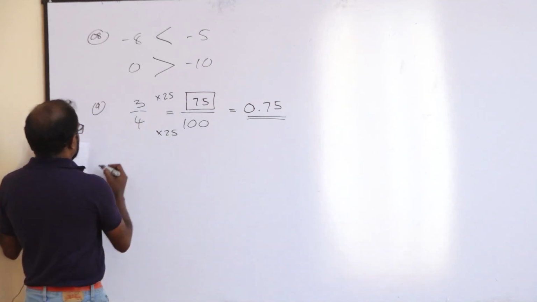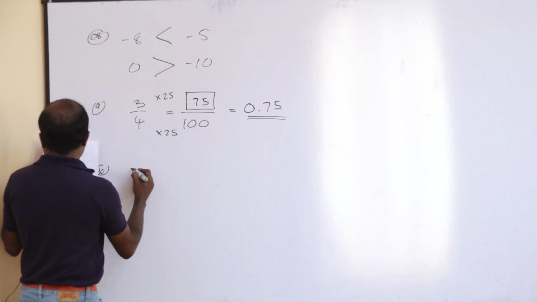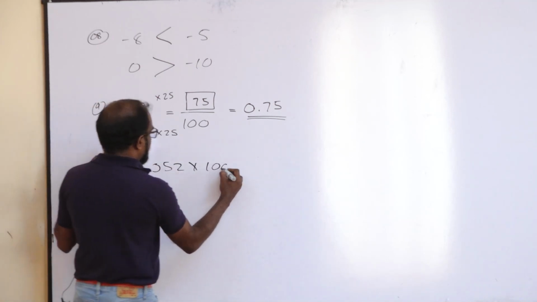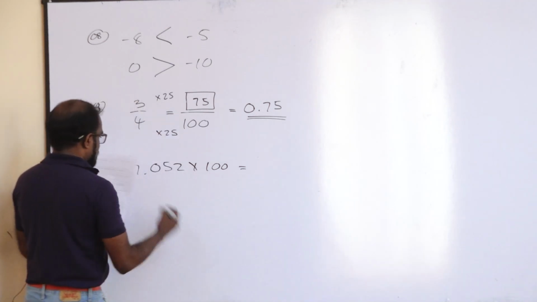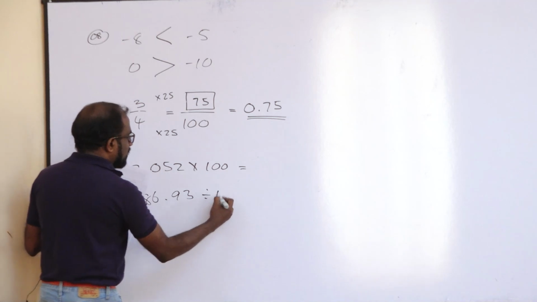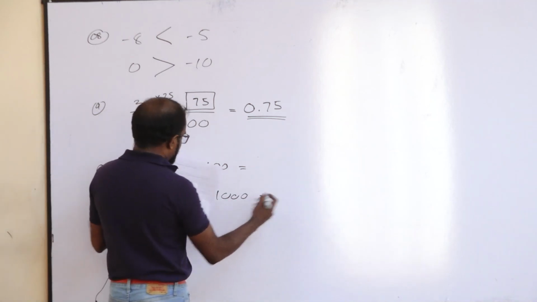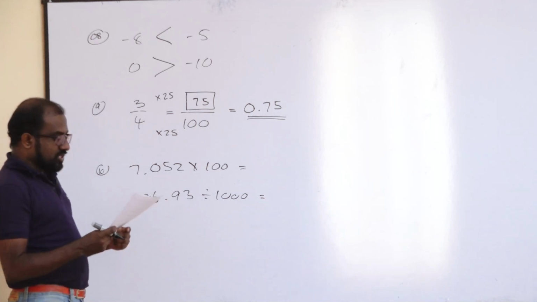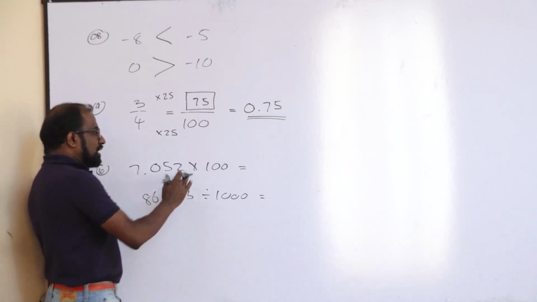Tenth one. 7.052 multiplied by 100. Next one, 86.93 divided by 1000. So these things also we have done in the decimals lesson, right? What happens when you multiply by 100?